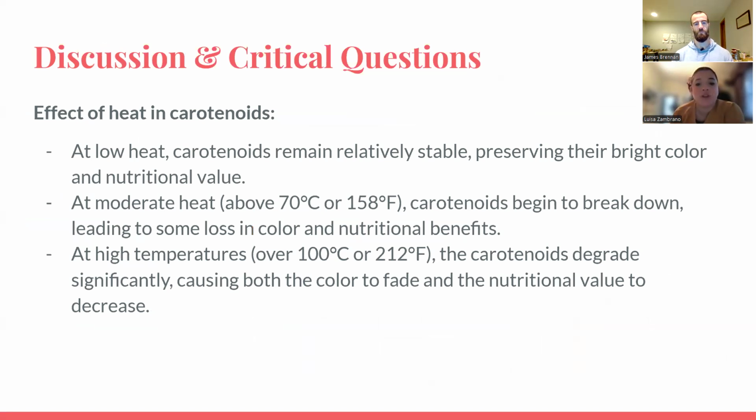Okay, so for the effect of heat on carotenoids, first, at low heat, carotenoids remain stable and bioavailability improves slightly. At moderate heat, it enhances the bioavailability further, but it actually reduces the content of the carotenoids a little bit. And high heat actually causes degradation, leading to faded color and reduced nutritional value, and these are effects that are evident in the appearance and the nutrient analysis of the carrot with the different preparations.